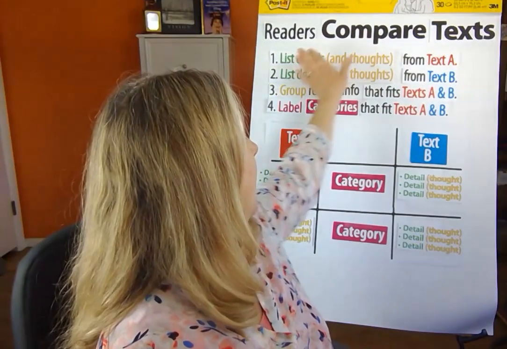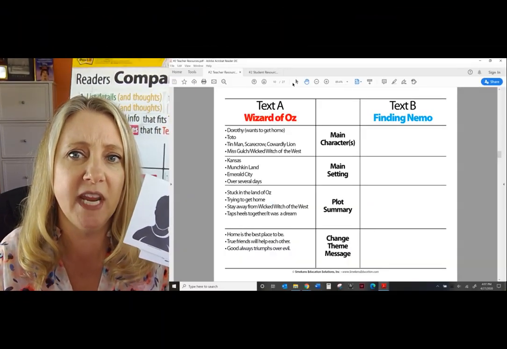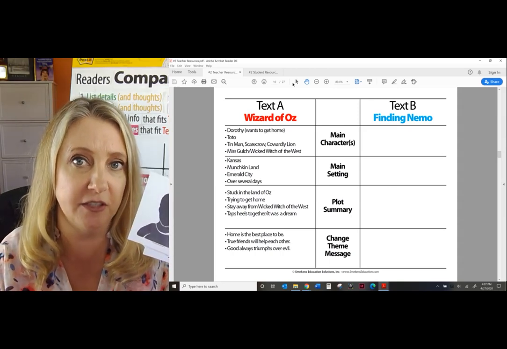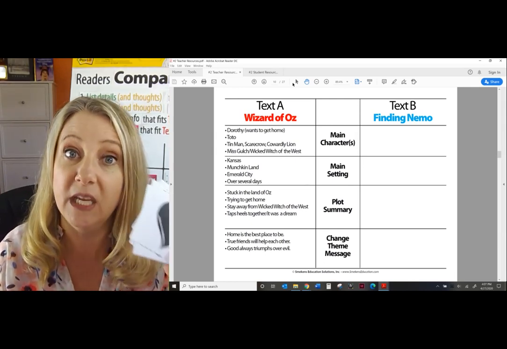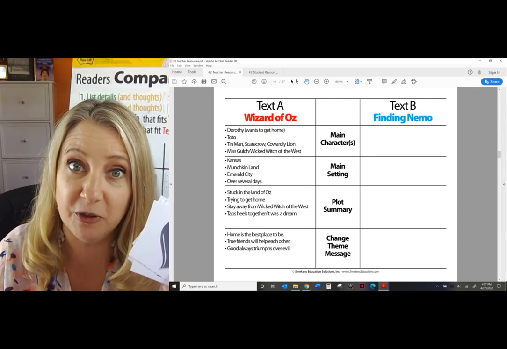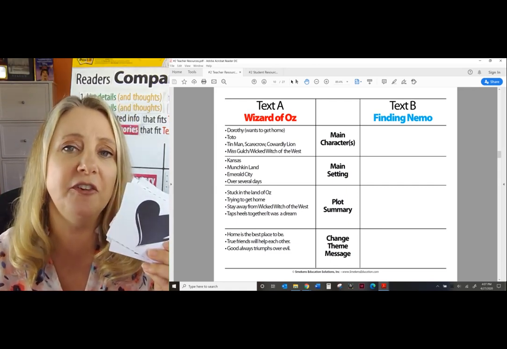Okay, so we did step one. We listed details and thoughts from text A, and we know what our categories are. They are the story elements. That's right. So now we've got to do step two. List details and thoughts from text B. So let's go back to Finding Nemo. And thinking about Finding Nemo, then we know that there was a main character, Nemo. And what did Nemo really want? Well, he wanted to get home after he was kidnapped by the dentist, remember? Fishnapped.